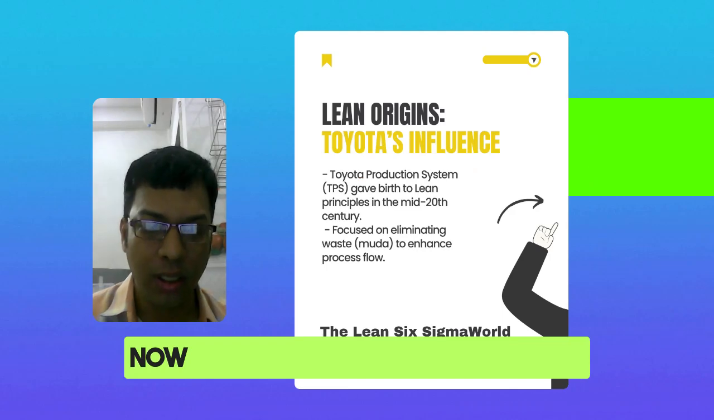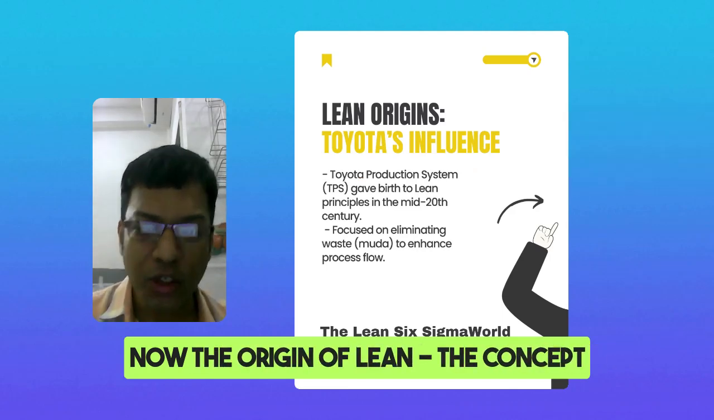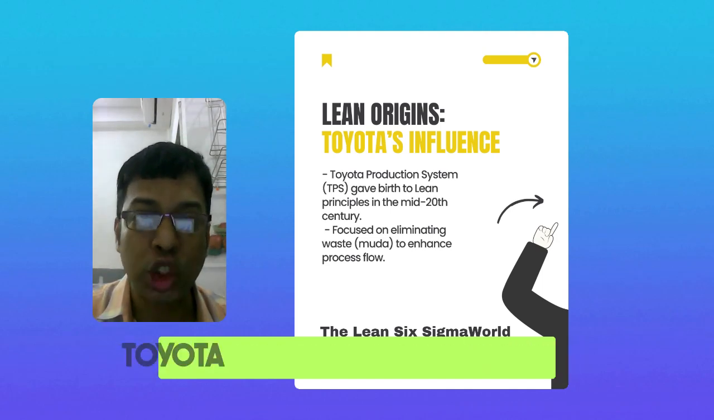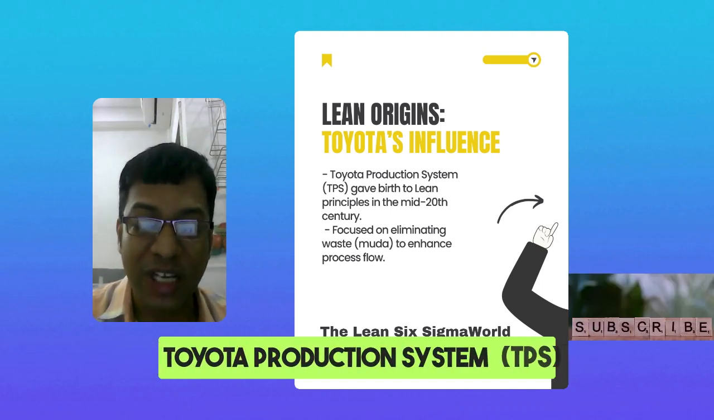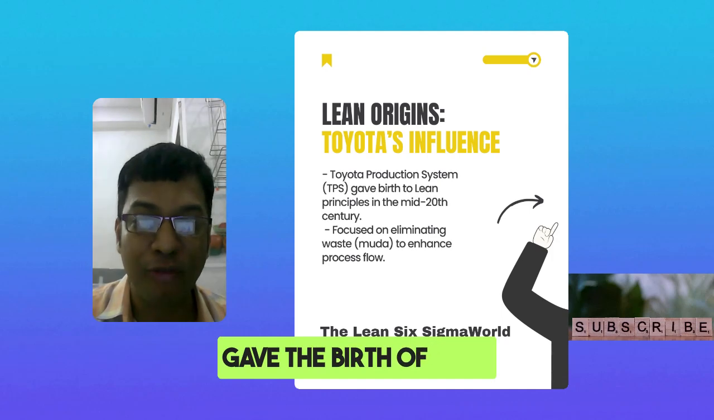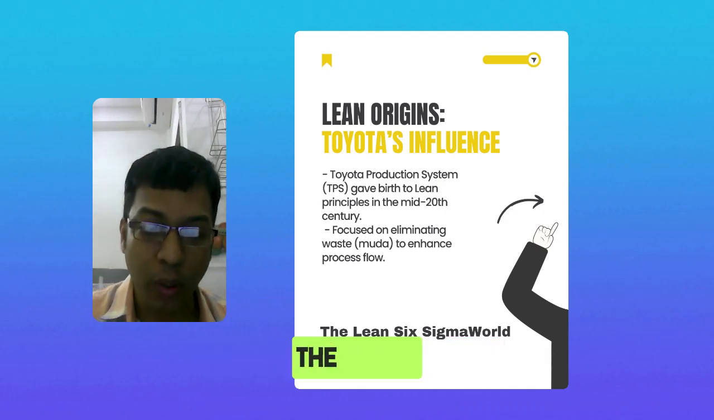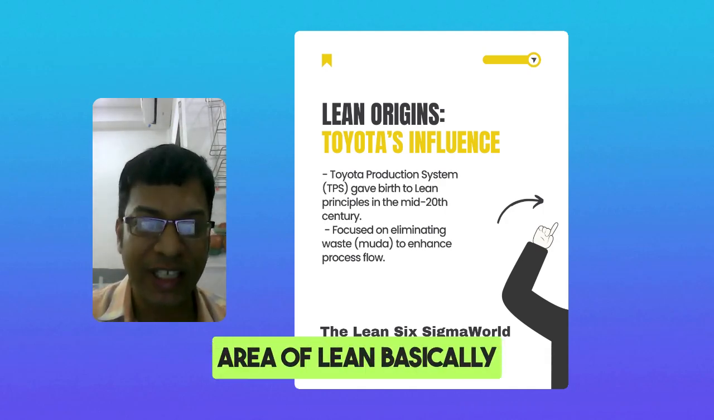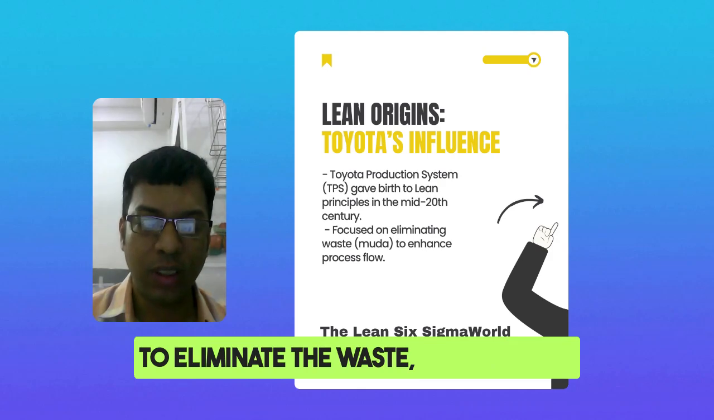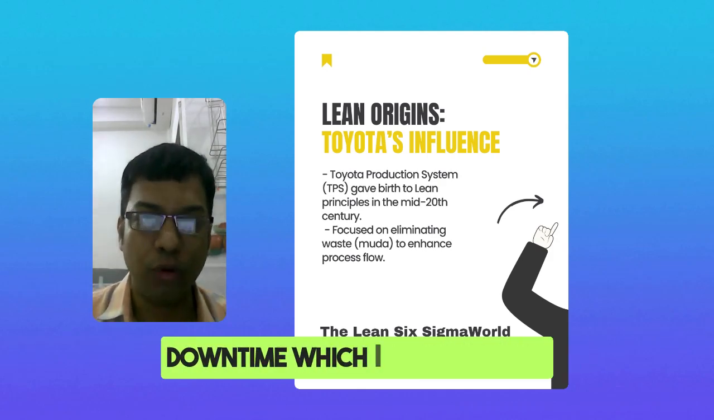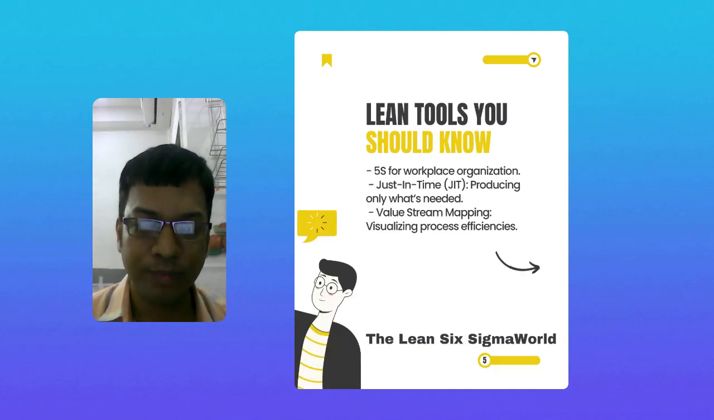Now, the origin of Lean. The concept of Lean came from Japan's Toyota. Toyota Production System (TPS) gave the birth of Lean in the mid 20th century. The focus area of Lean is basically to eliminate the waste. Waste means DOWNTIME, which I have already explained to you.